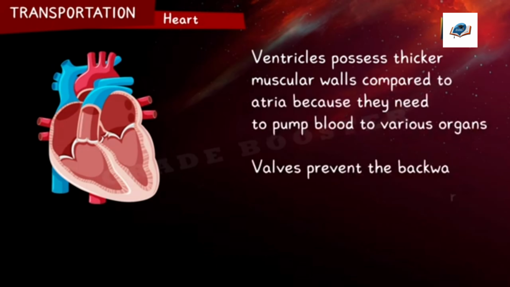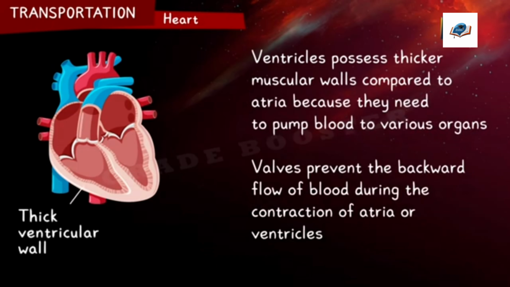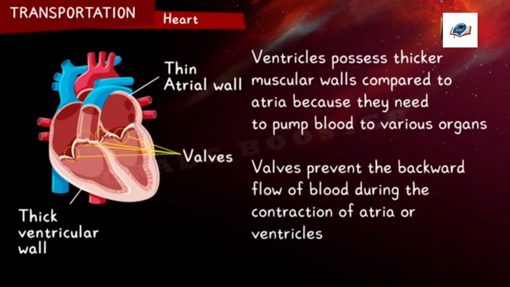Ventricles possess thicker muscular walls compared to atria because they need to pump blood to various organs. Valves prevent the backward flow of blood during the contraction of atria or ventricles.